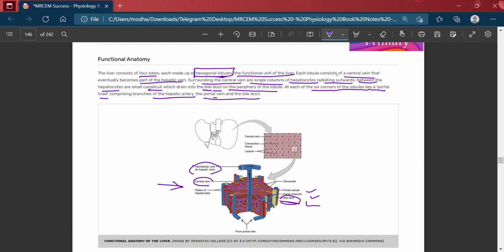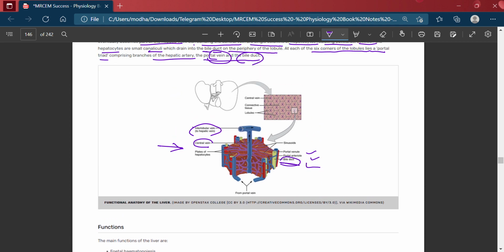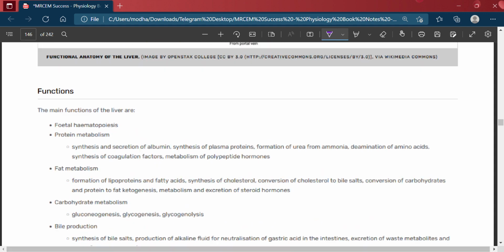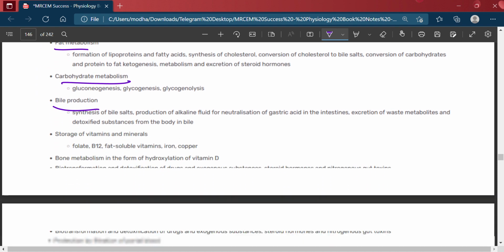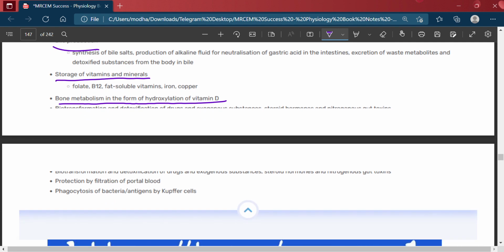And the portal vein and the bile duct. Okay, so the portal vein, portal artery, and the bile duct. Function. So the main functions of the liver are fetal hematopoiesis, then protein metabolism, fat metabolism, carbohydrate metabolism, bile production, storage of vitamins and minerals, bone metabolism in the form of hydroxylation of the vitamin D.